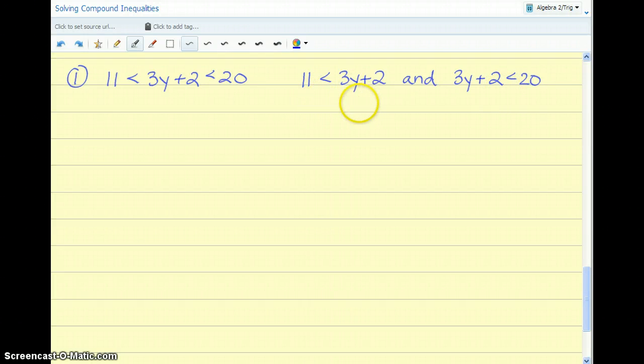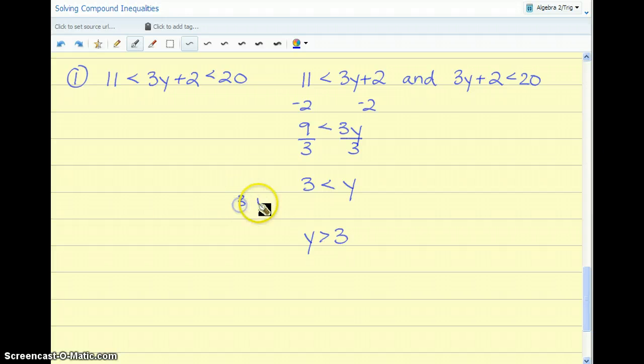So you just go through the same way, subtract 2 from both sides, and you come up with 9 is less than 3y. Divide by 3 on both sides, so 3 is less than y. Remember, you could write this the other way. Y, notice how it's opening towards the y, is greater than 3. I'm going to write that out in words. 3 is less than y is the same as y is greater than 3. They're the same statement, just rewritten in opposite directions.